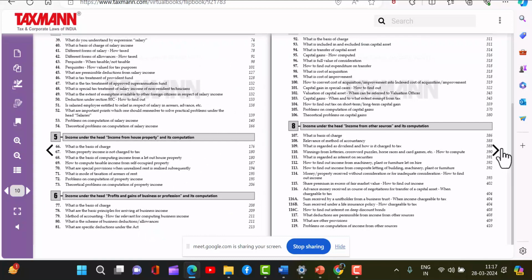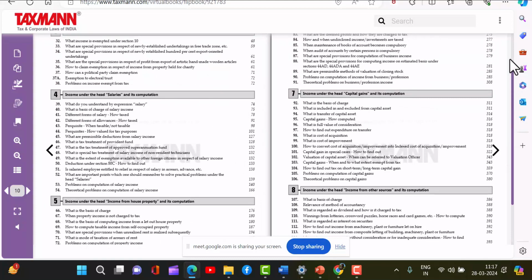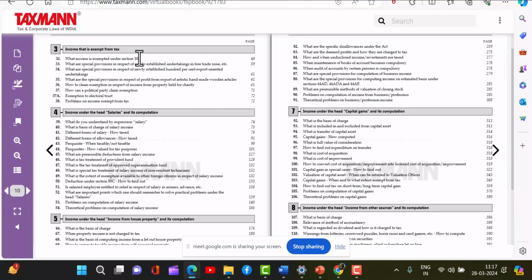Then we have income which is exempt from tax. There are certain incomes which are exempt from tax. For example, agriculture income, the farmers' incomes, are not taxed at all. There are many more. So what income is exempt under section 10? All the incomes which are given under section 10 are exempted from income tax. There are many incomes, so we are going to understand them.